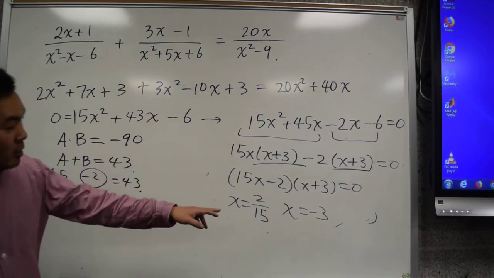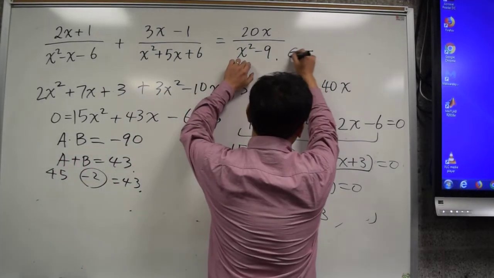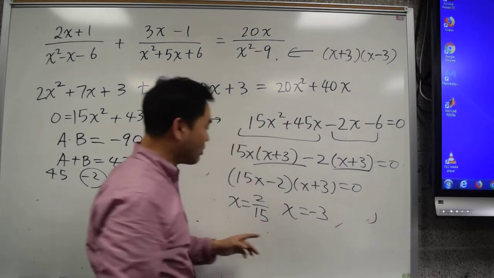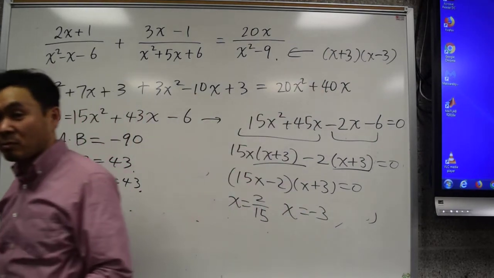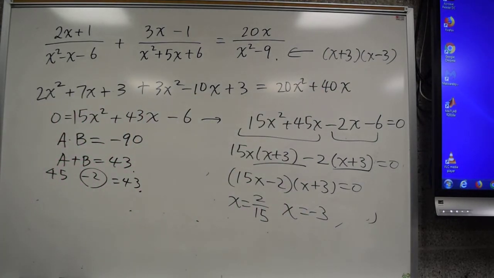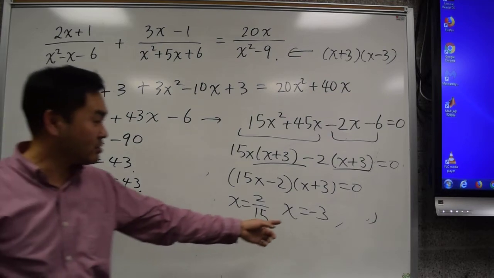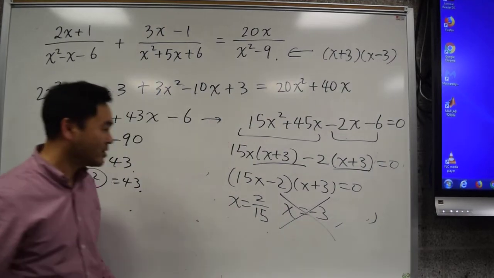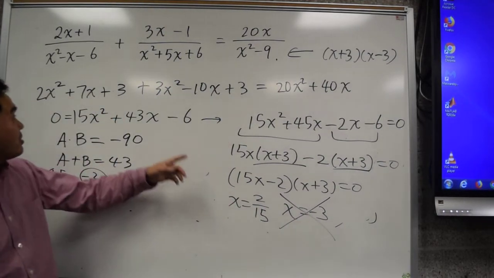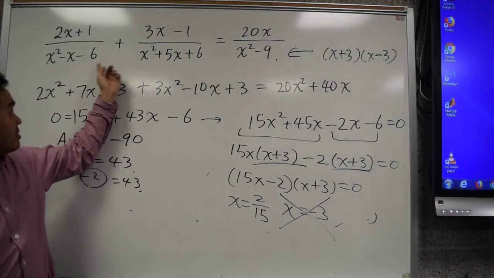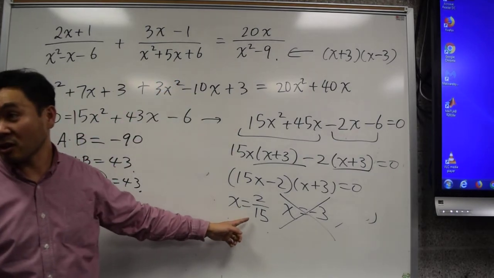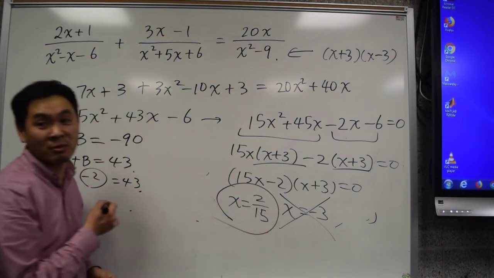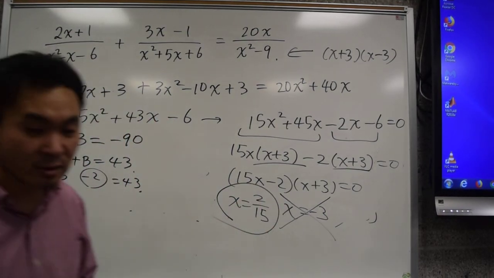But remember that we had one of these factors as x plus 3, x minus 3. So if you plug in negative 3 in here, what's going to happen? You're going to get 0 in the denominator, right? So is negative 3 good or bad? Bad. Very bad. And how about 2 over 15? None of these denominators will become 0 by plugging in 2 over 15, so that's good. Okay, so the only answer is 2 over 15. That's how you do it.